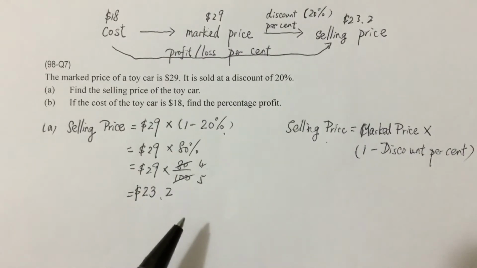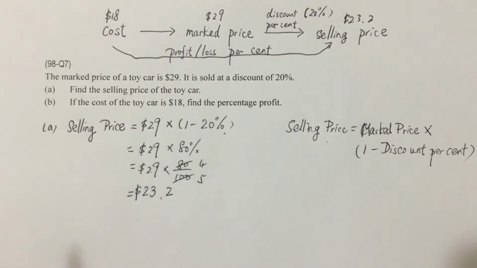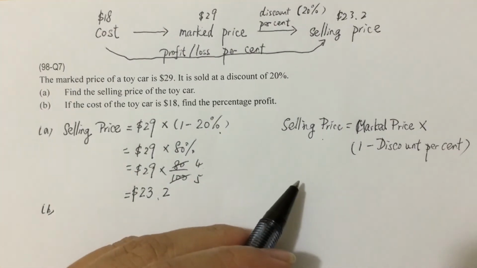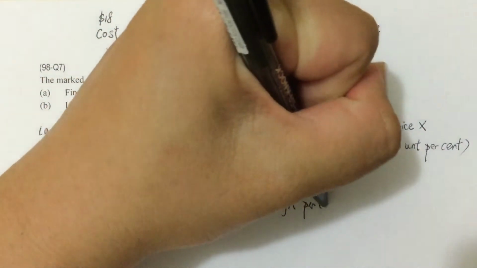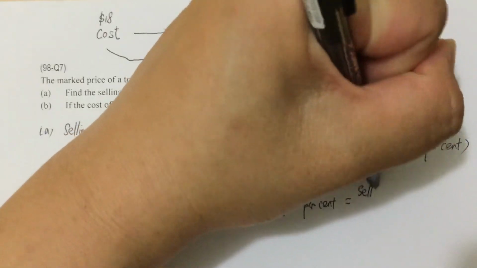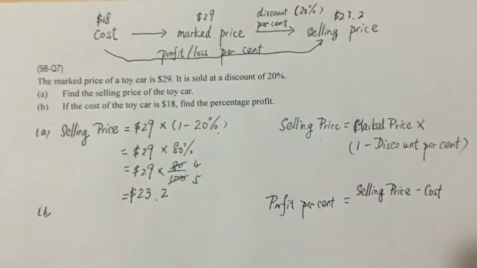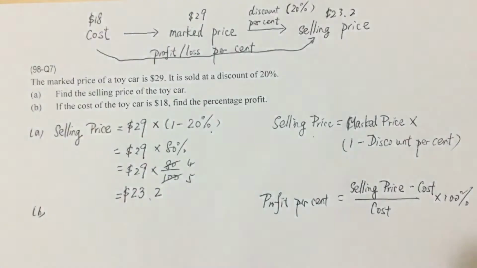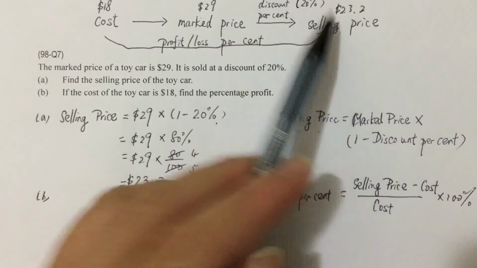Okay, now we are going to calculate part B. In part B, we have the cost of $18 and we need to find the percentage profit. So the formula we are going to use is that the profit percent is the selling price, because we have a profit, which means the selling price must be higher than the cost, minus cost, over the cost, times 100%. So you must remember the formula very well. The selling price is 23.2.